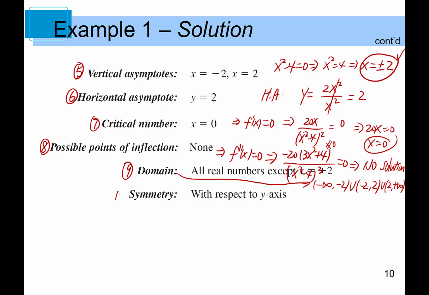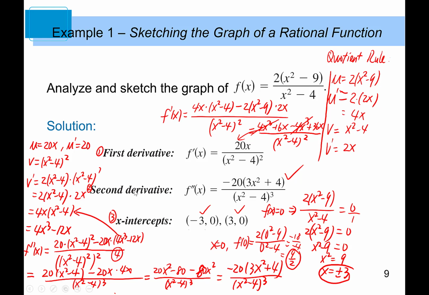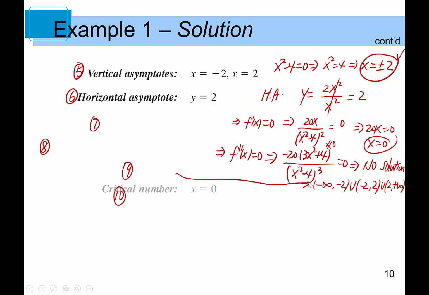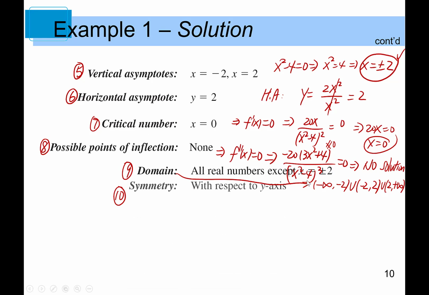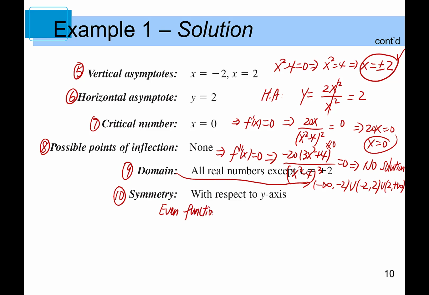Alright, symmetry. As you can see, it's an even function, right? Because both exponents on top and bottom are even powers. That means it's an even function. That's why the symmetry is for an even function. The symmetry is symmetric with respect to the y-axis.